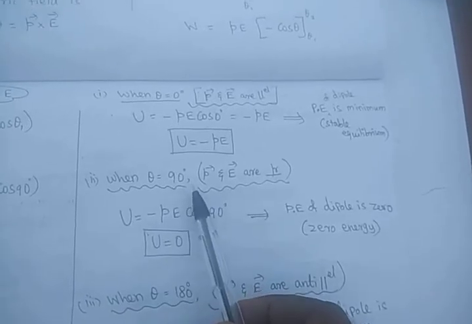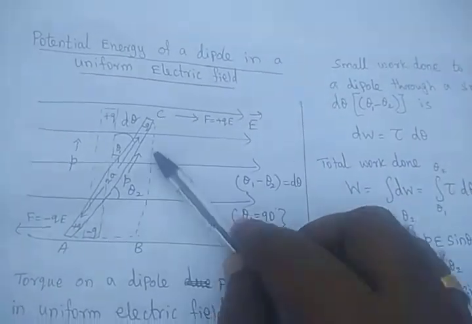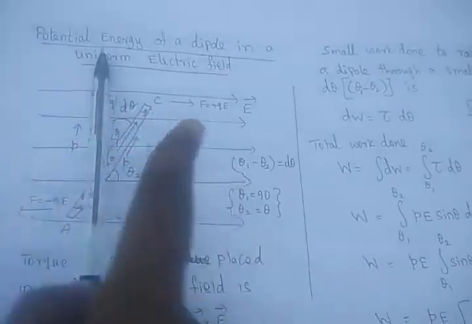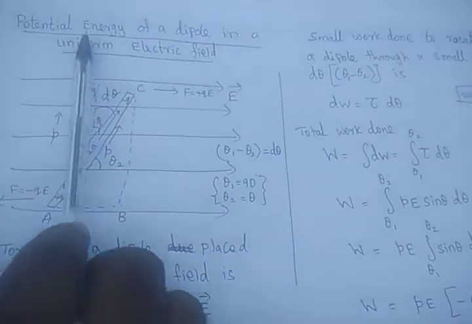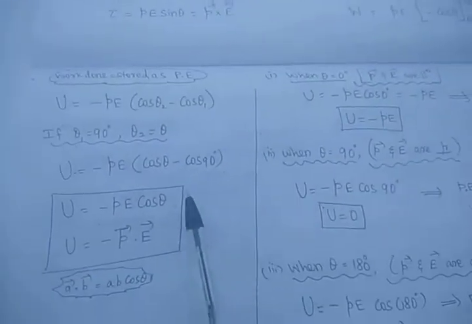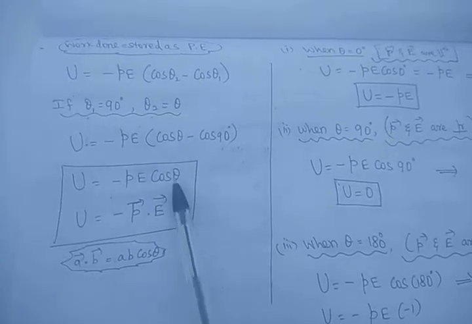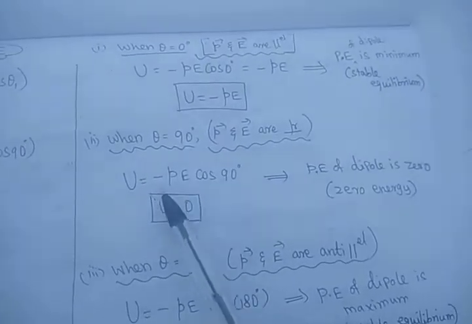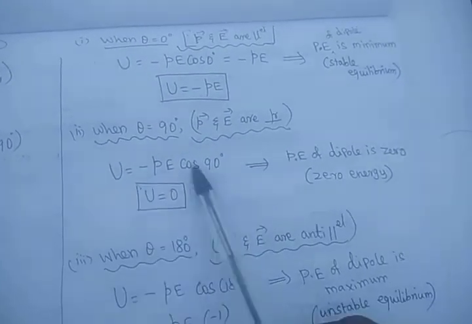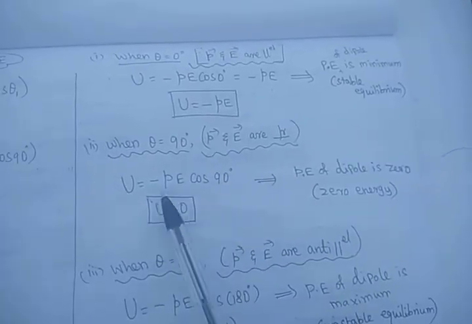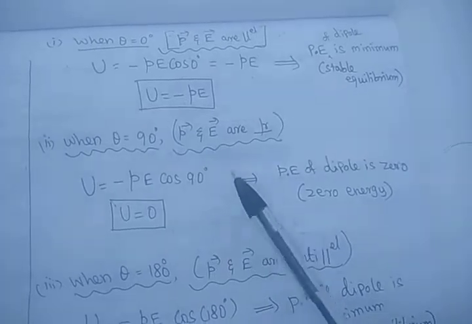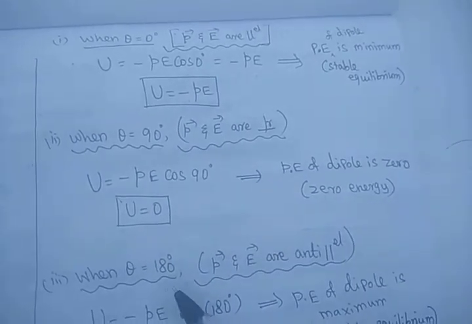When theta is equal to 90 degrees, that means the dipole moment P vector and the electric field vector are perpendicular. That is, the dipole moment is in this direction and the field is in this direction. So what is cos 90 degrees? Yes, 0. So in the place of theta, we substitute 90 degrees. We get minus PE cos 90, which is 0. So totally it is 0. U is equal to 0. The potential energy of an electric dipole is 0 at what condition? When the dipole moment and the electric field vector are normal to each other, perpendicular to each other. In this case, the dipole has 0 energy.